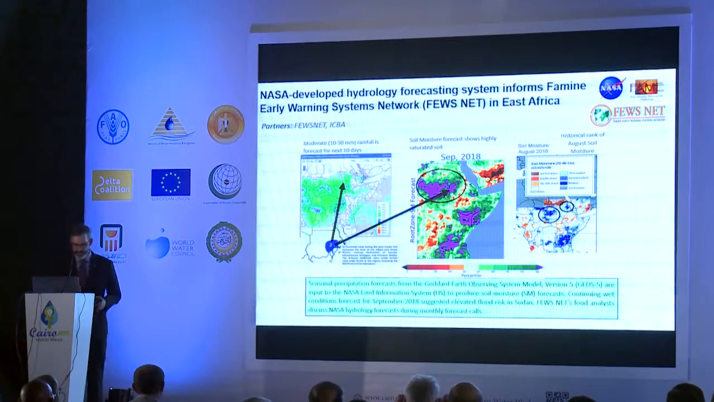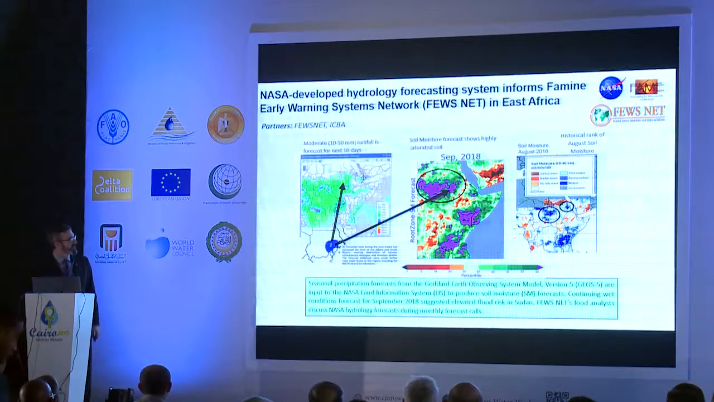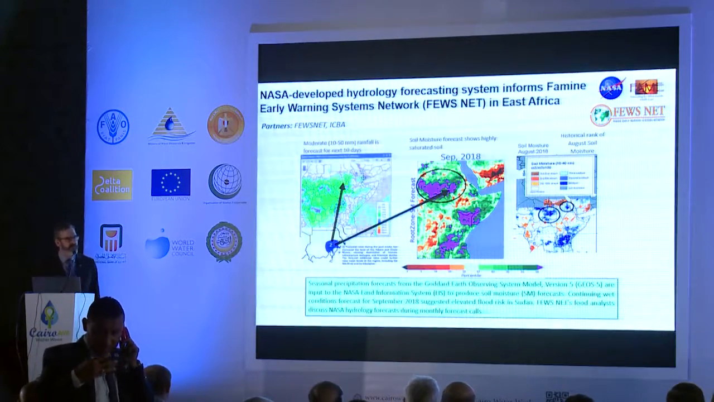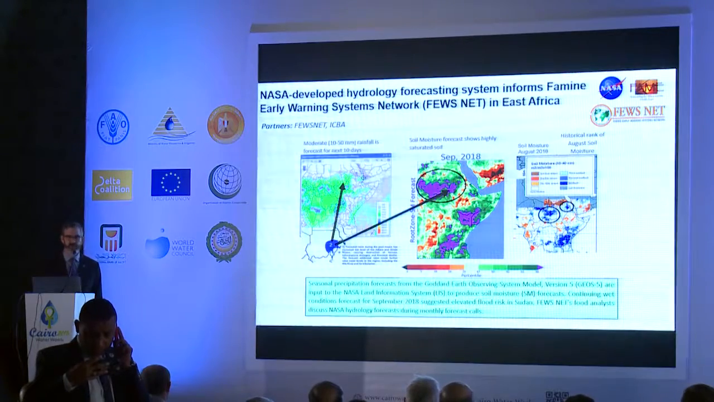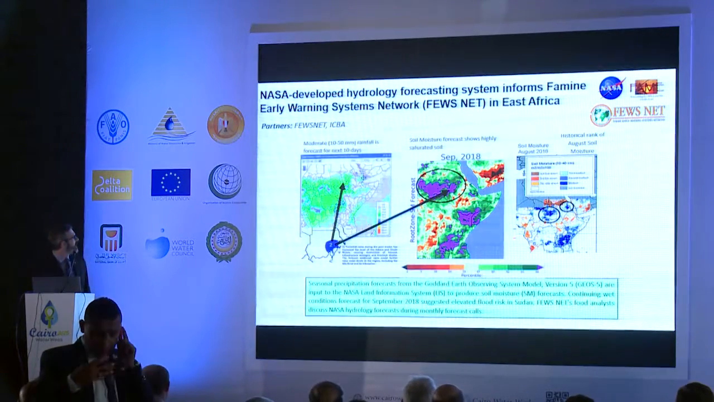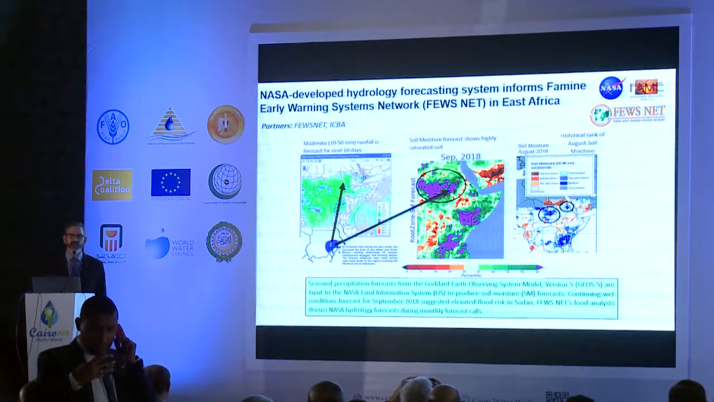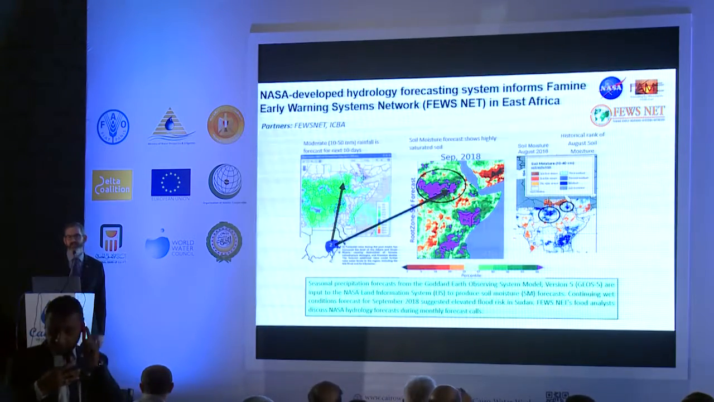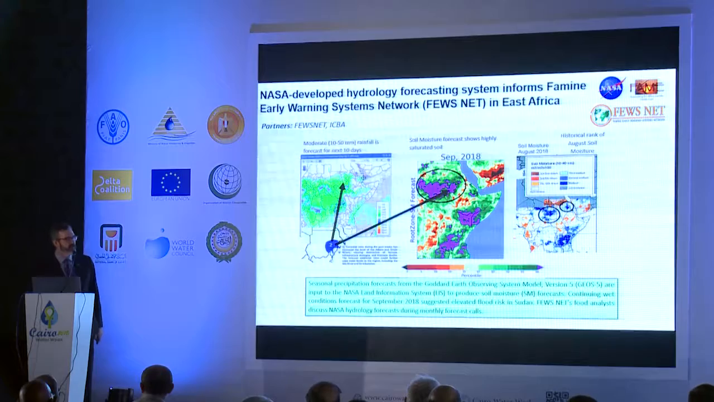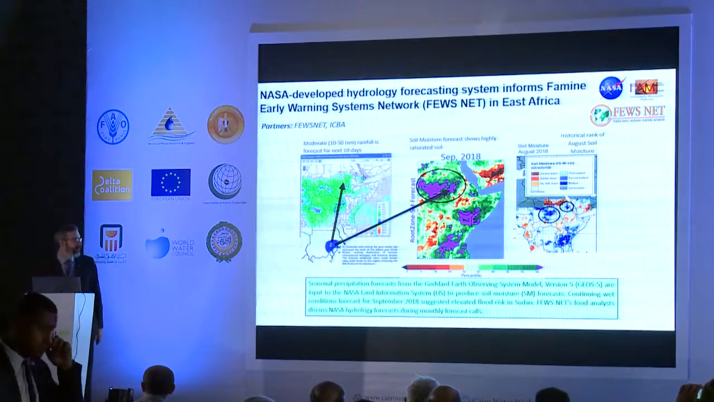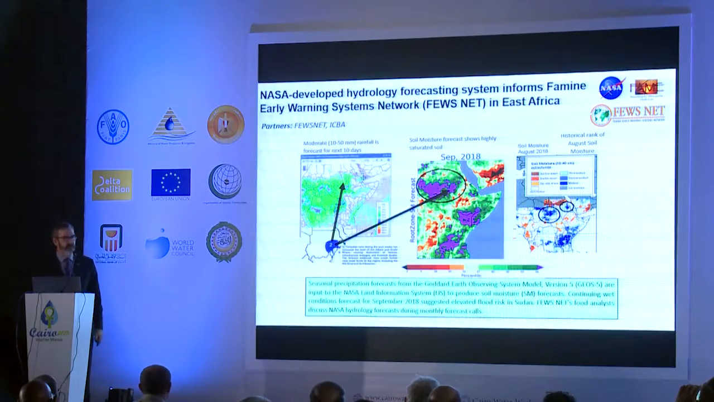Another project I think may be of interest is this project working with FEWS NET. This is the Famine Early Warning System. This is a project that's funded by USAID and NASA. It's called FAME. Essentially what they're doing is taking a collection of hydrological land surface models and merging that with climate forecasting models. Then they're calibrating this, so they can forecast not only precipitation, but also future soil moisture conditions as well. This was a forecast that was released in September of 2018.